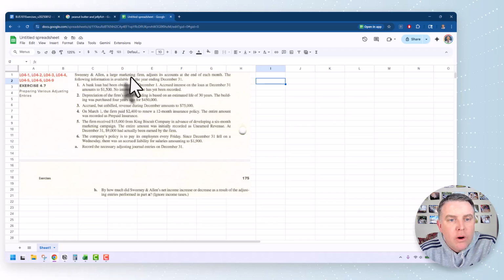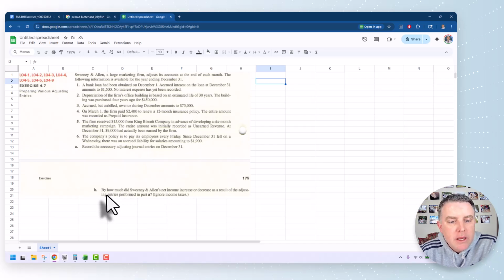Sweeney and Allen, a large marketing firm, adjusts its accounts at the end of each month. The following information is available for the year ending December 31st. So we're given a series of 6 transactions, and our job in part A is to record the necessary adjusting entries as of December 31st.